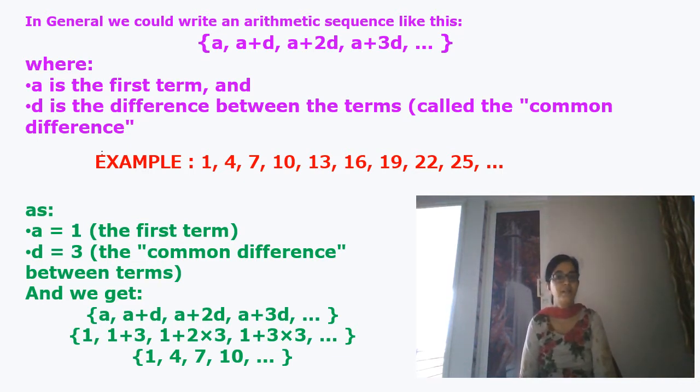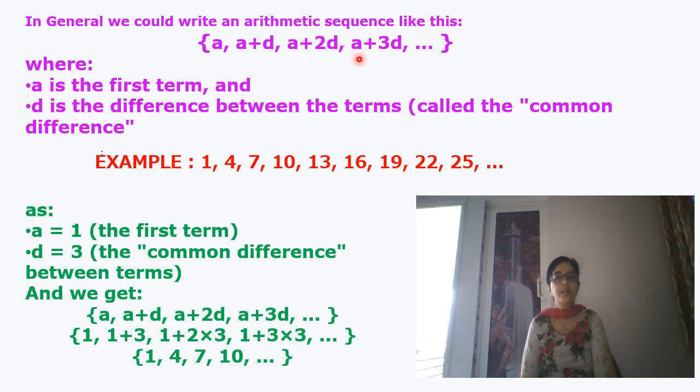Now let us learn how to write in general an arithmetic sequence. As you can see on screen, the general way of writing an arithmetic sequence is A, A plus D, A plus 2D, A plus 3D. Now, why is it so?